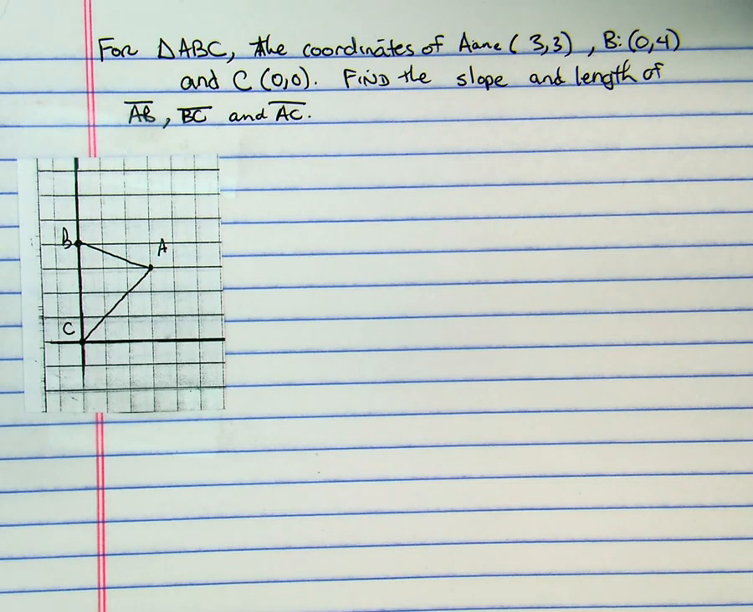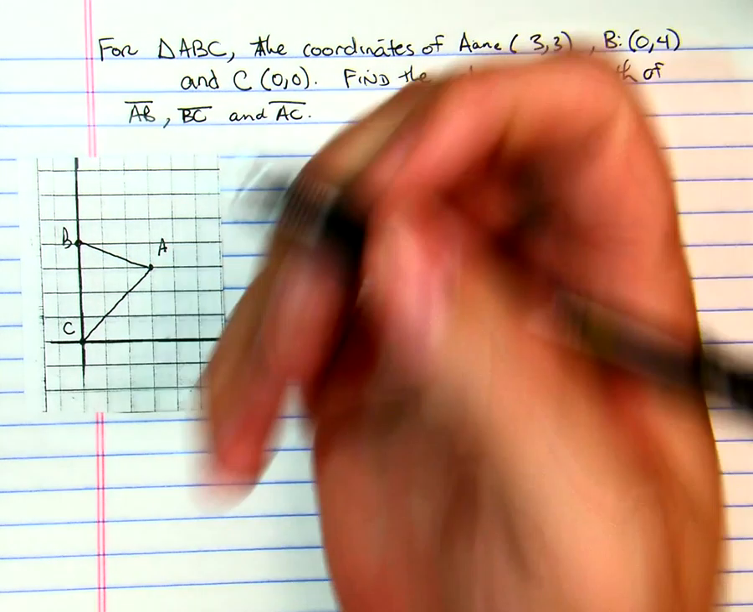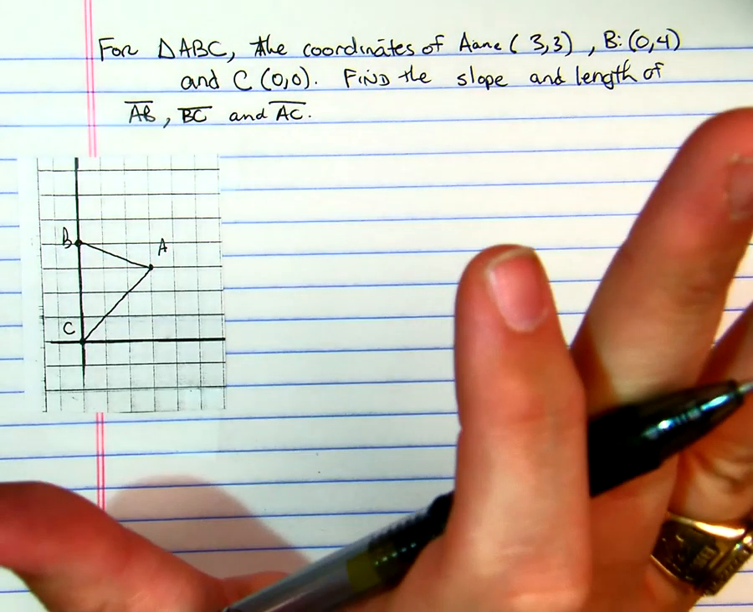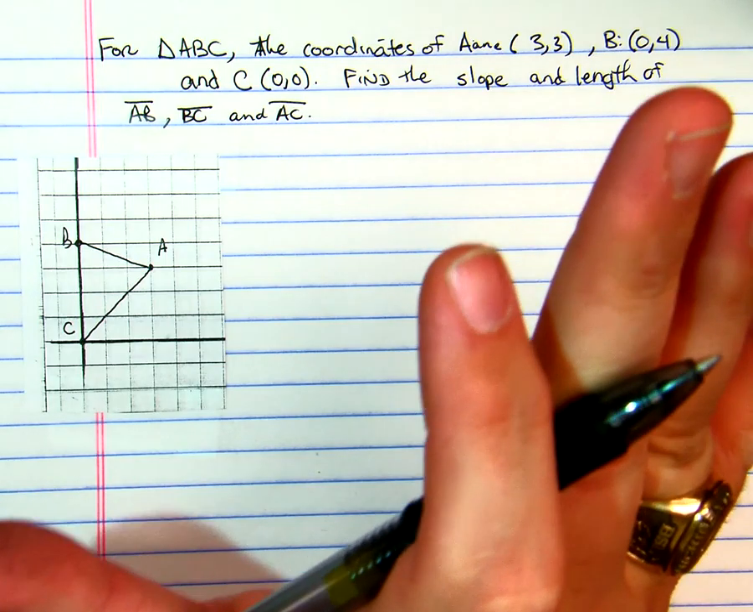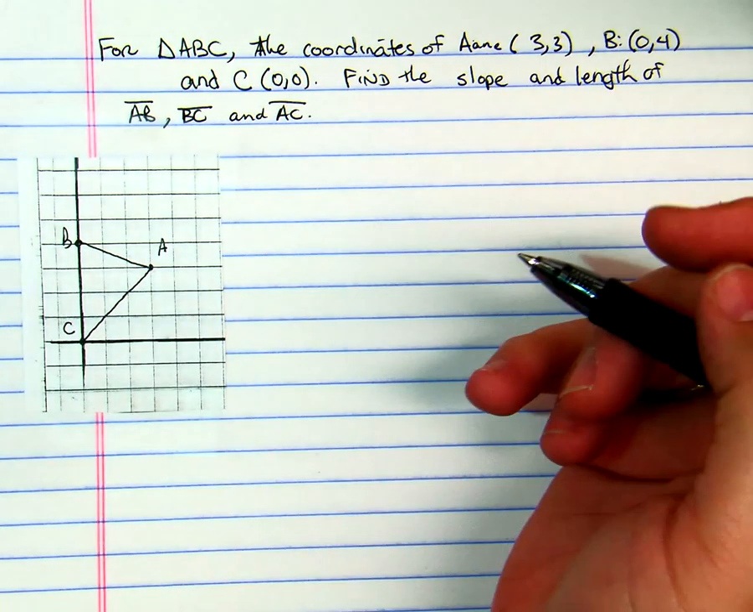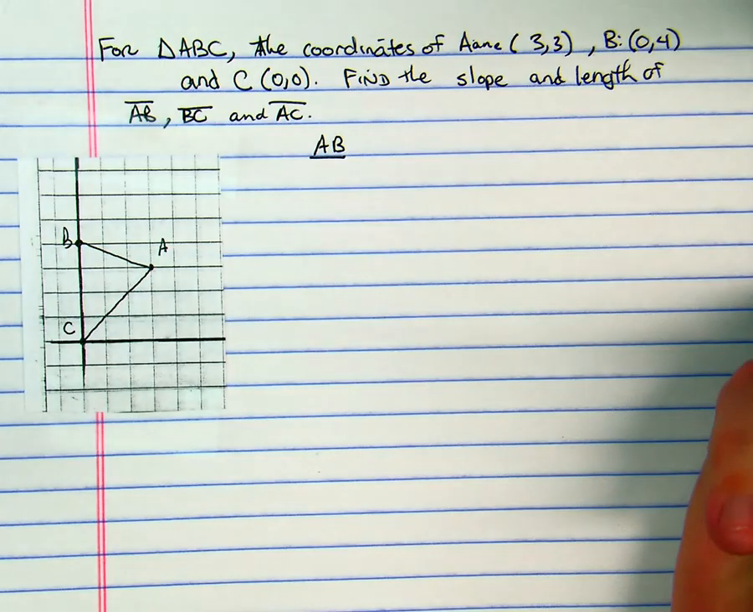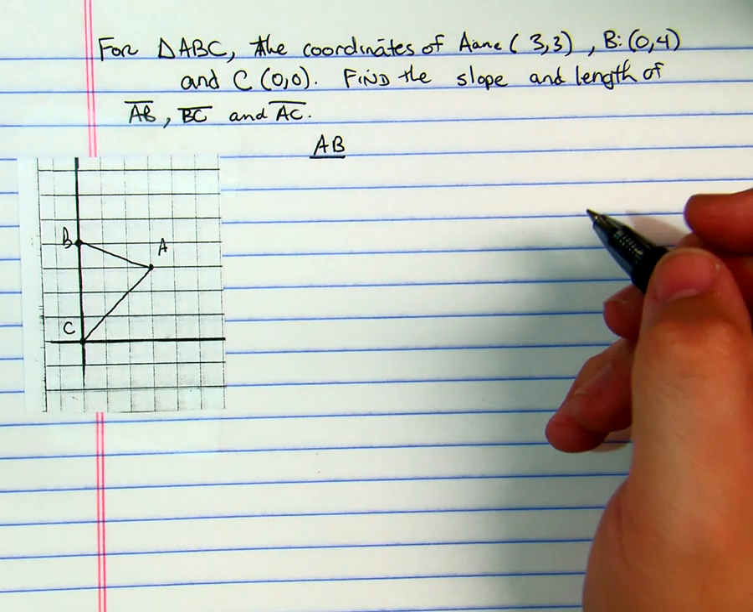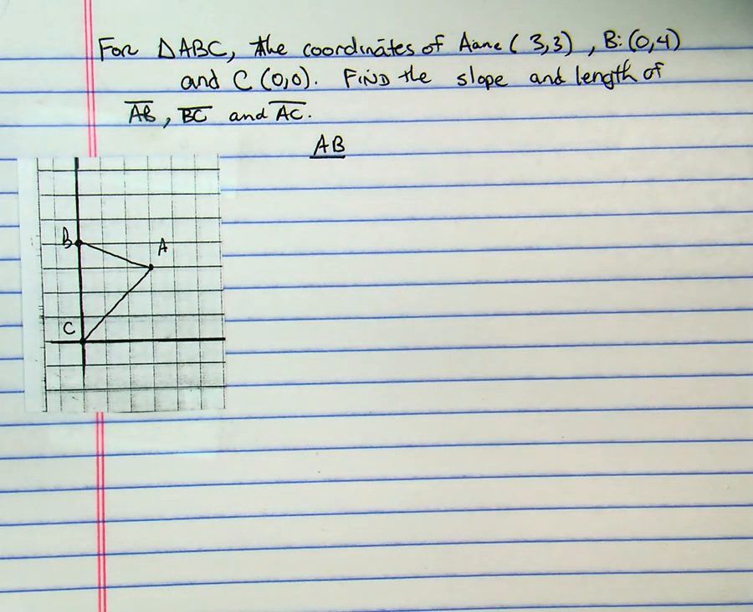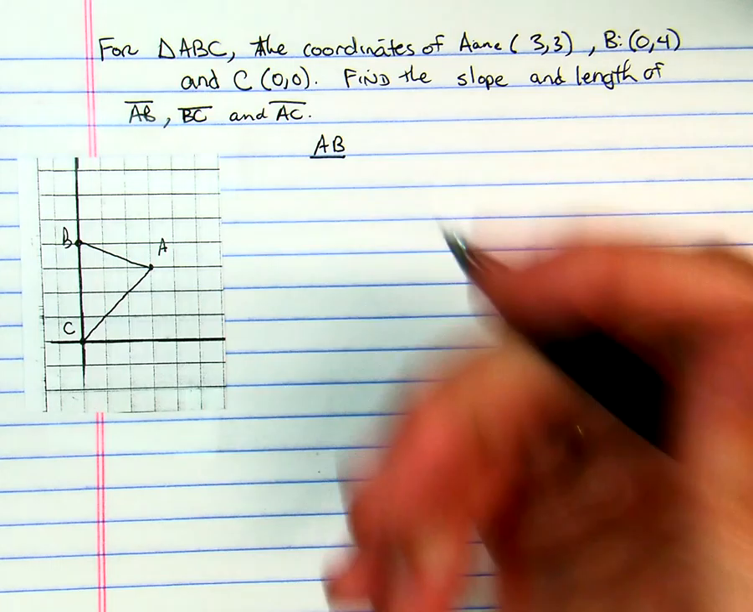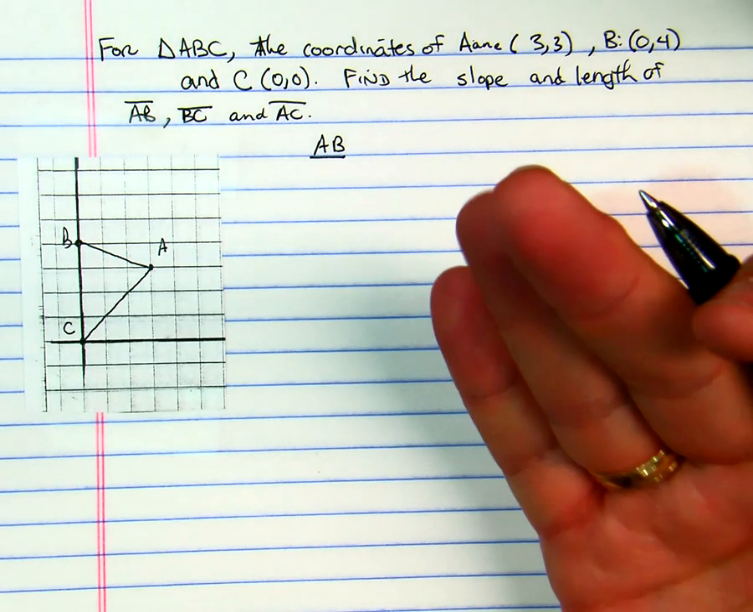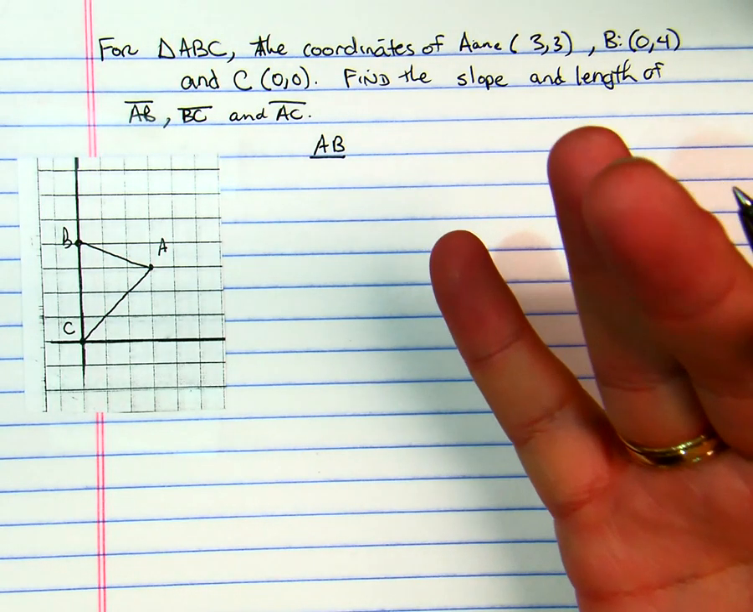This is like your warm-up, because it is your warm-up. Alright, the idea is to go systematically. Take care of one segment at a time. So, if they ask for AB, go after AB. Now, if you choose a different segment, it doesn't matter.